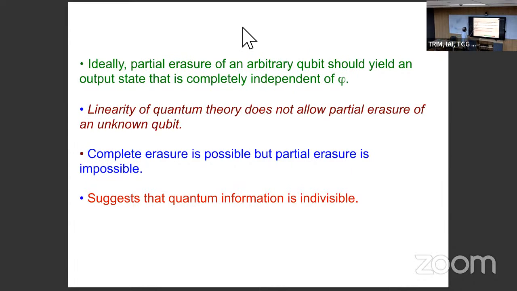So what this is telling you is the following: partial erasure of an arbitrary quantum bit, or qubit, should yield an output that is completely independent of phi. But you can show using linearity that this kind of thing is not allowed. So what it is possibly telling us is that quantum information, whatever that entity or notion is, you can erase completely, but when you erase it, it goes and remains somewhere else. But if you want to erase part of the information, that is somehow not possible. That means quantum information is in some sense an individual entity. You cannot tamper with part of the information and get away with it. You either move it completely or keep it as a whole. That is the message you get from this.